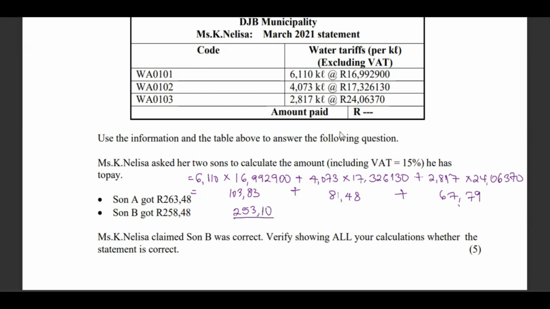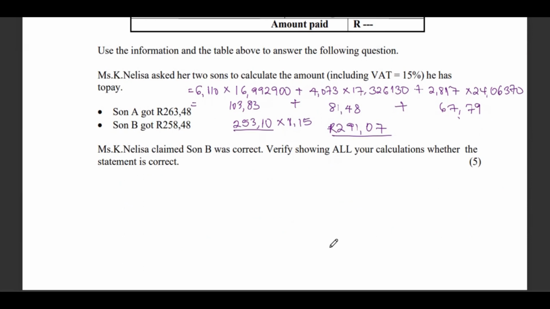remember this is excluding VAT. So we are including VAT. We include VAT and we end up having, so the statement is invalid.